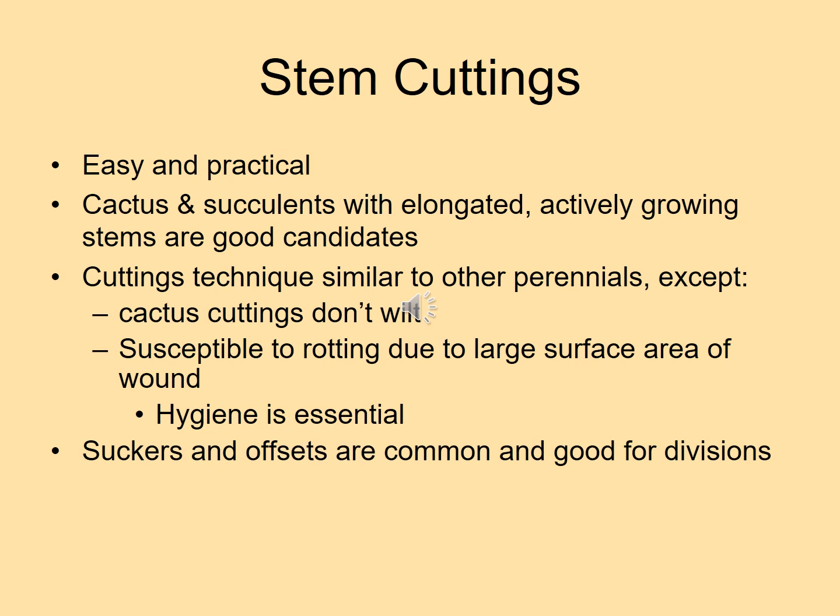So you have a cleaner cut rather than if you just ripped off a stem of a succulent that you liked. It would have a very jagged wound, and that would have a high surface area. So a clean, sharp tool will minimize the surface area for bacterial and fungal pathogen entry. Sometimes you can take suckers and offsets that are cut cleanly off of the mother plant. Those grow on the sides, and those are good for divisions too, for cactus and succulent.